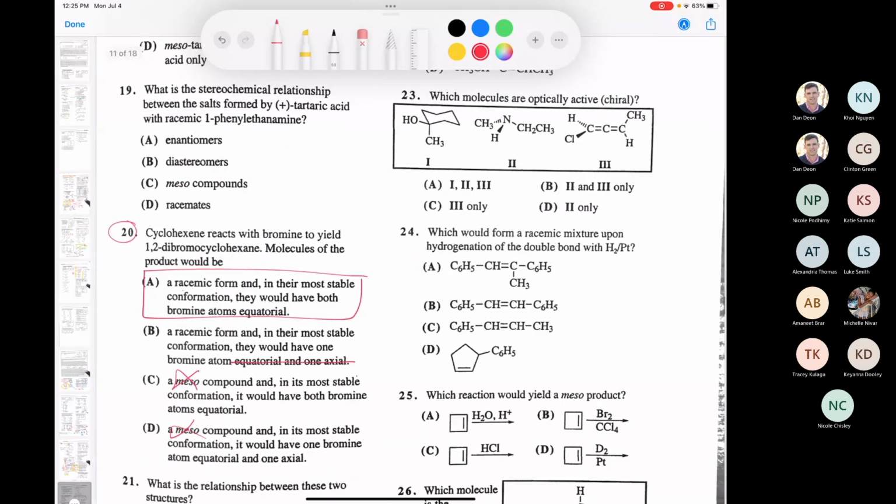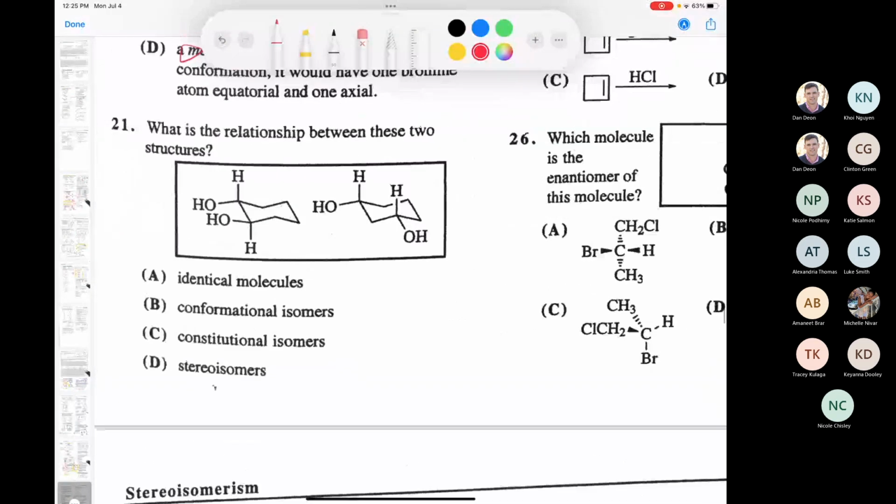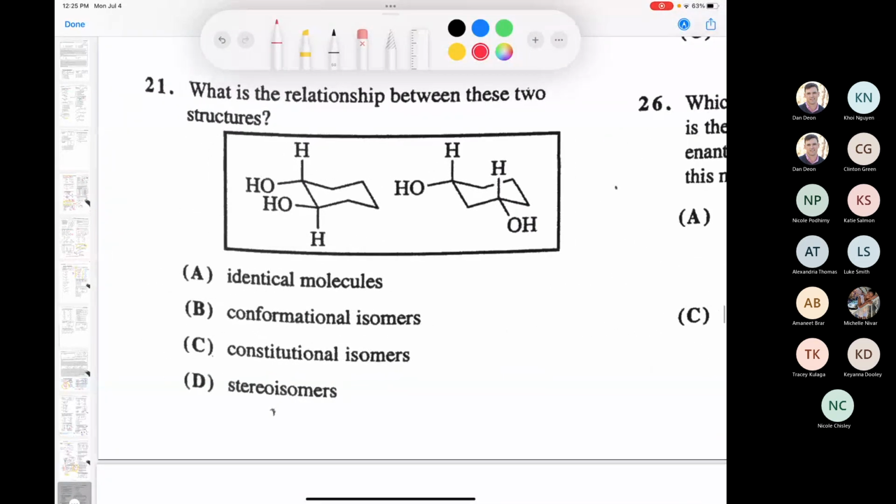Let's try another one. Question 21, right here. I'll throw this out there to my students. You guys can probably answer the questions faster than me. So it says in 21, what's the relationship between these two structures? Are they identical, conformational isomers, constitutional isomers, or stereoisomers? Anybody have an answer for this one?